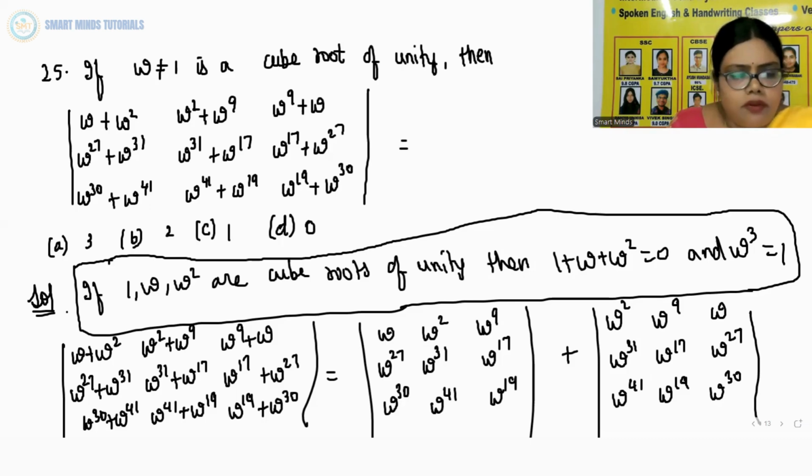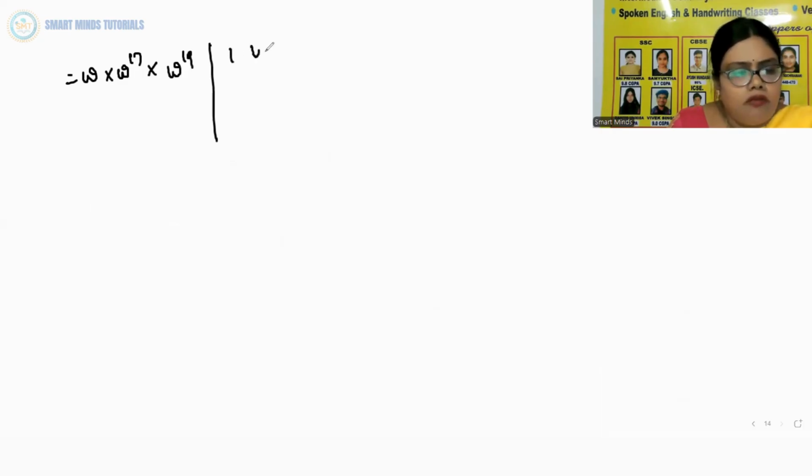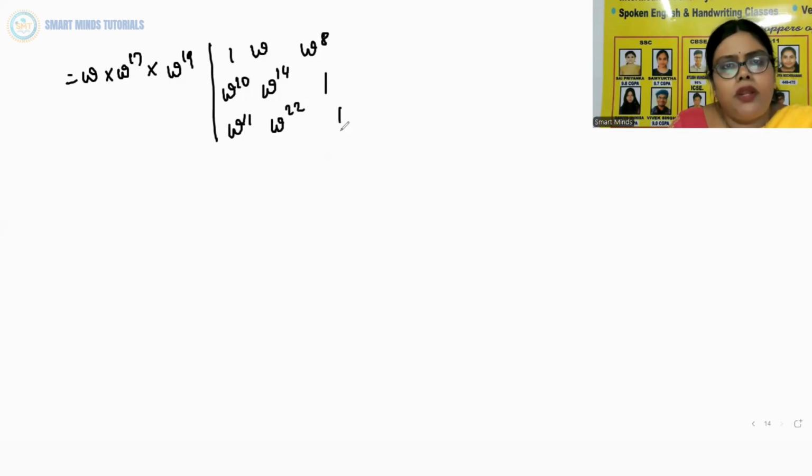Now what we have to do is, we are taking omega common from the first row, omega power 17 common from the second row, omega power 19 common from the third row. So that is omega into omega power 17 into omega power 19. So we are left over with 1, omega power 8, omega power 10, omega power 14, 1, omega power 11, omega power 22 and 1.